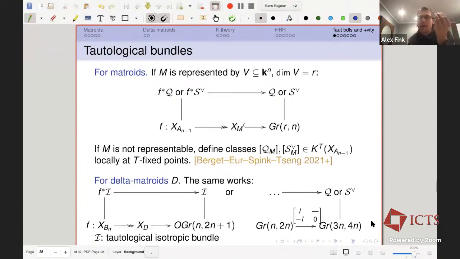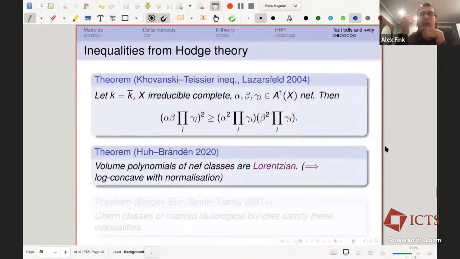So realizable matroids give you bundles. Non-realizable matroids give you K classes that don't quite correspond to bundles, but have local information that is compatible with being a vector bundle. Now, what's nice about these is that we can use the Hodge package that I mentioned on the 4th slide to get inequalities. So I've written down here the kinds of inequalities that you get from Hodge theory.